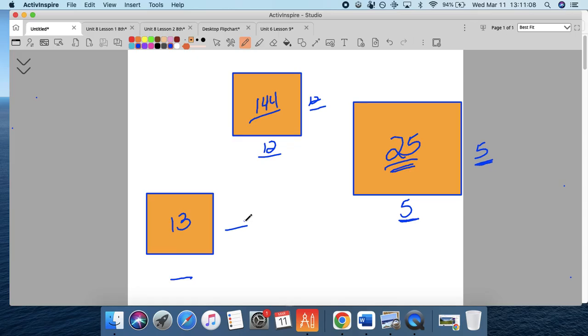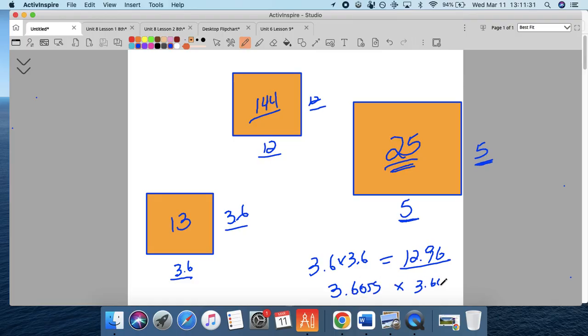And if you said, oh, that looks about, I'm going to round it to 3.6. No. Let's multiply 3.6 times 3.6. 3.6 squared is going to be 12.96. Not exactly 13, right? So let's extend that decimal. Let's say 3.6055. Let's use that decimal, times 3.6055.